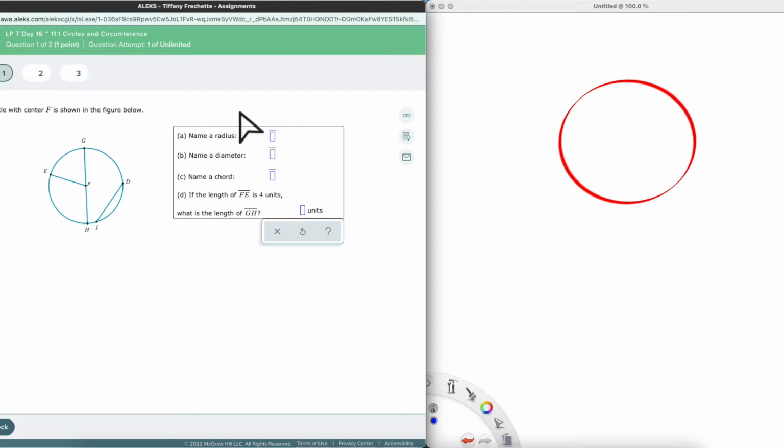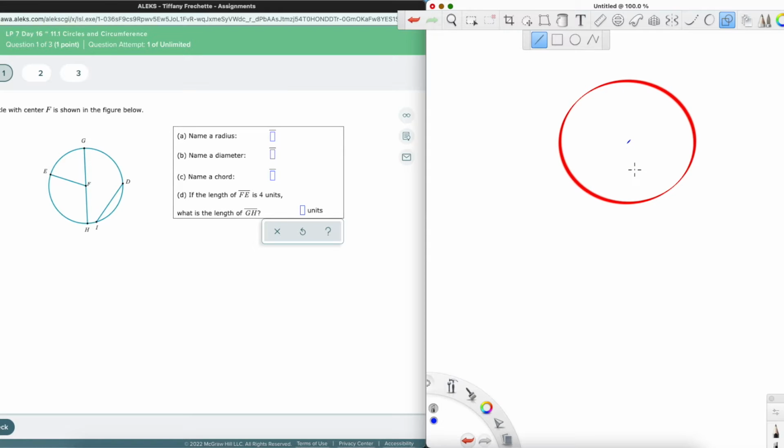For the first couple pieces, we just need to go through and identify the definitions of these pieces. So radius, and I'm going to do my best here to click right there in the middle. If we have the center piece here, a radius goes from the center to the side. I'll bring down the marker size so that it's not quite so intimidating. So we have a radius. I can do this as many times as I want. There is an infinite number of radii, and they are all the same length.